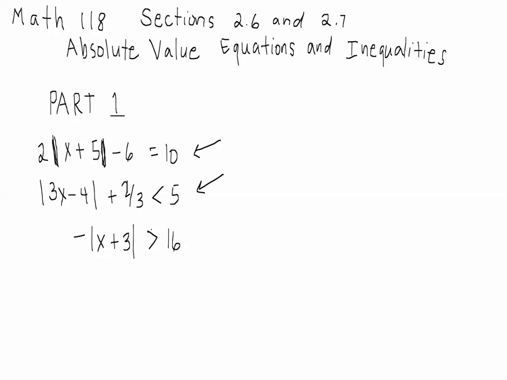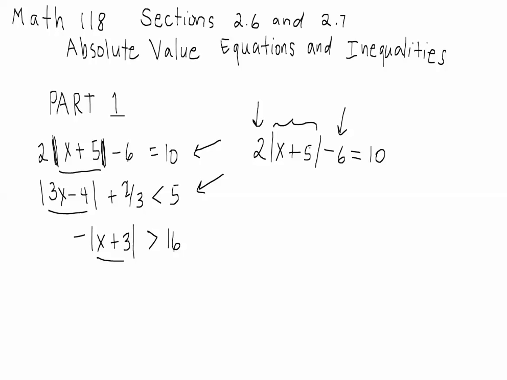Now for all absolute value problems, before you can actually apply the rules, the absolute value part of the problem has to be isolated, or by itself on one side. So for example, this problem here, 2 times the absolute value of x plus 5, minus 6 equals 10, cannot be solved the way it is written, because the absolute value is not the only thing that we see on the left side. We see this 2 right here, and we see this minus 6.